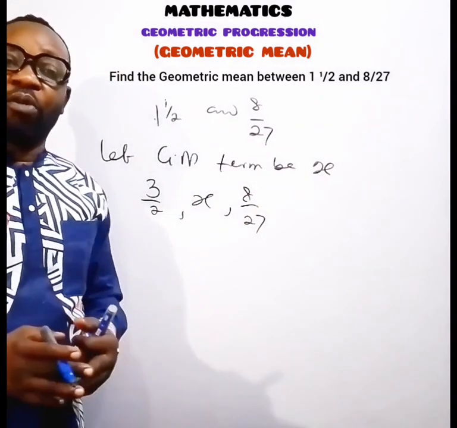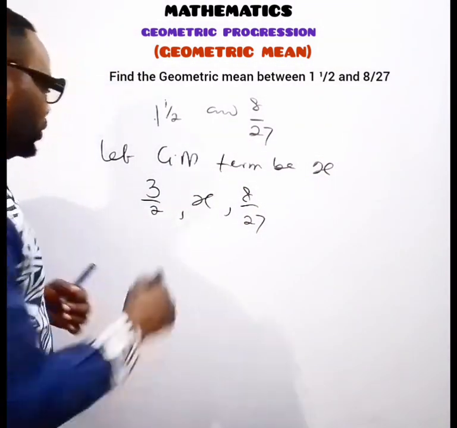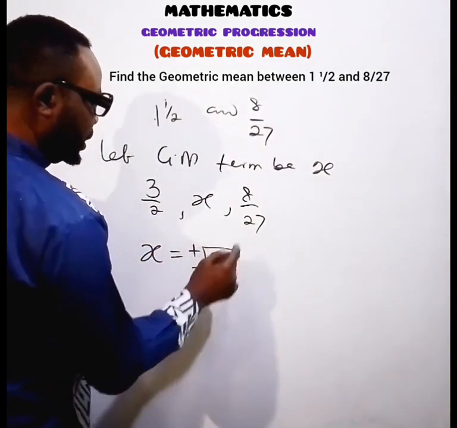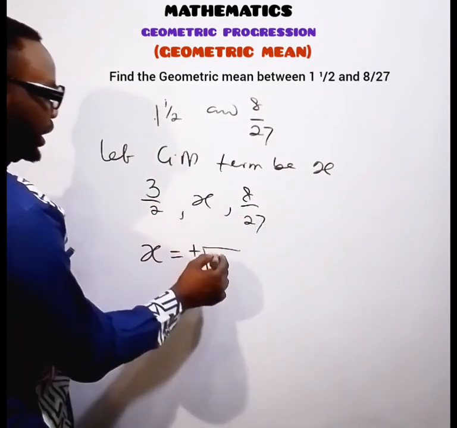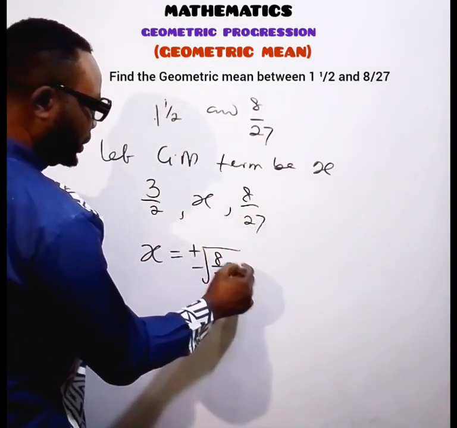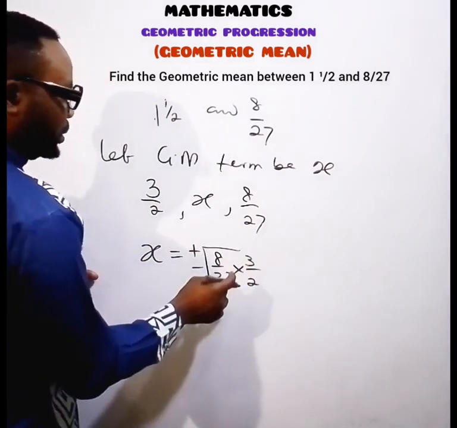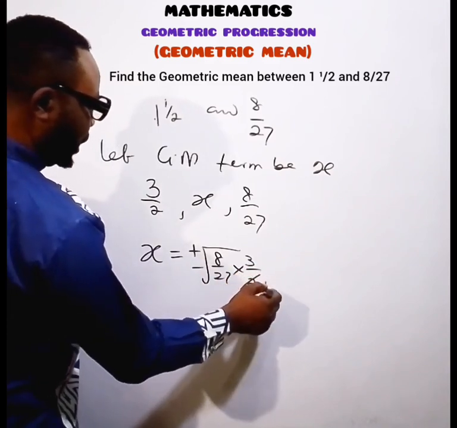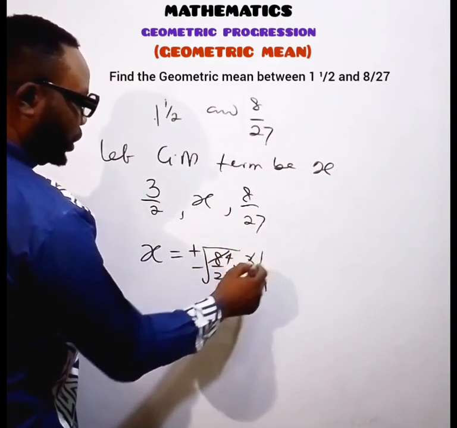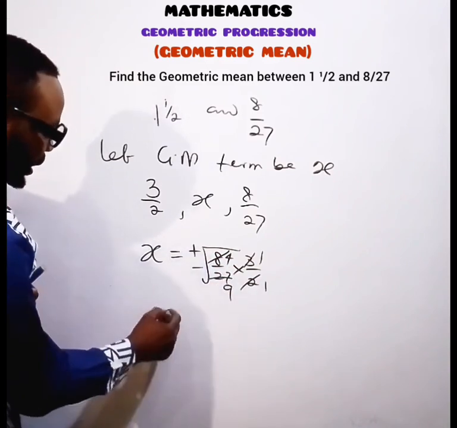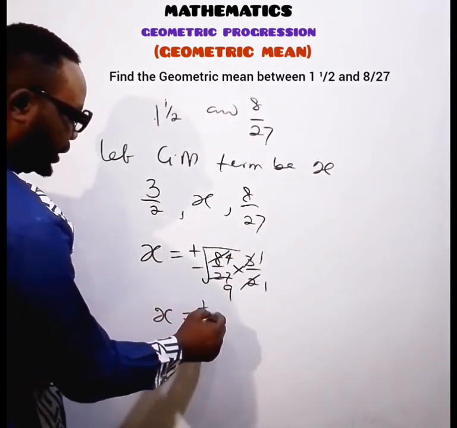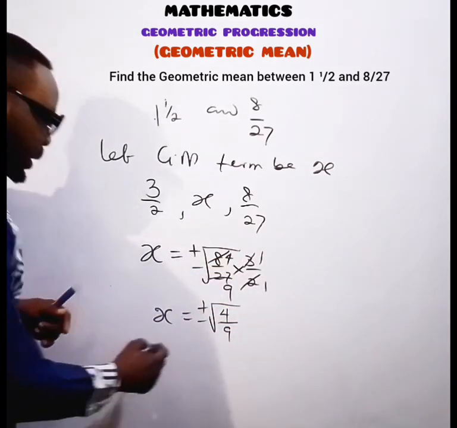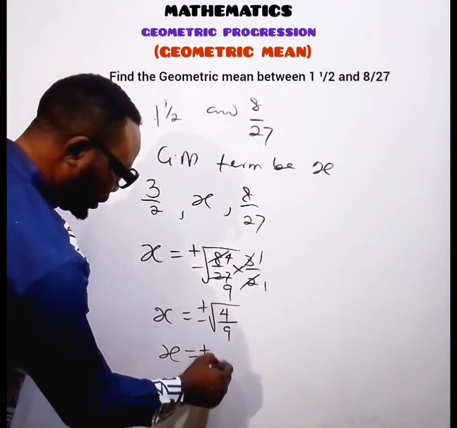Don't forget the formula we got earlier for geometric mean, where x will now be equal to plus or minus root, the multiplication of these two terms I have here, 8 over 27 multiplied by 3 over 2. 2 here 1, 2 here 4. 3 here 1, 3 here 9. So we are having x is equal to plus or minus root 4 over 9.